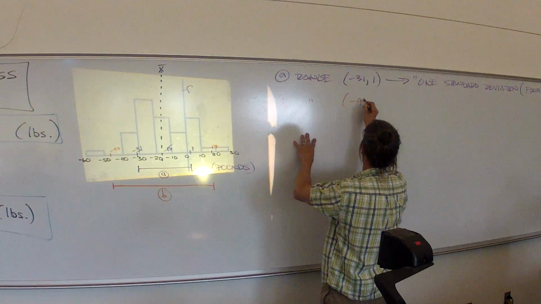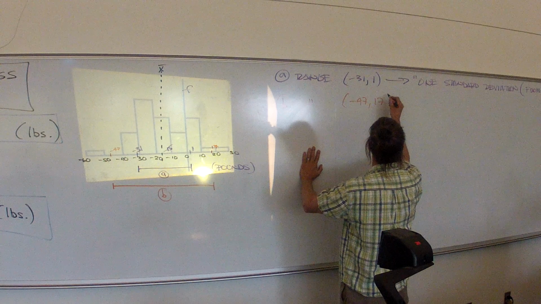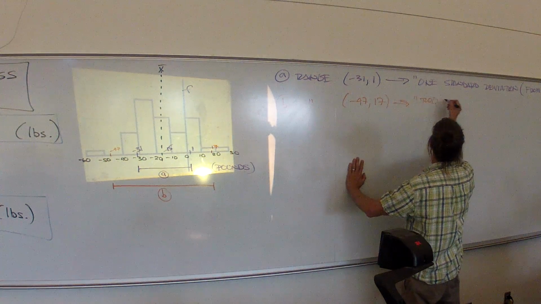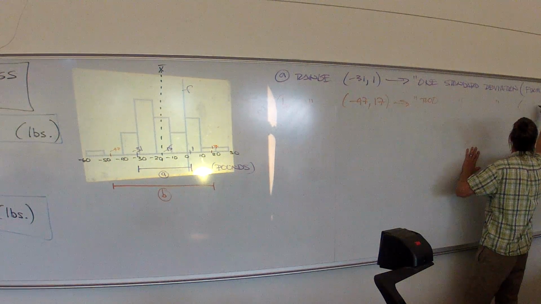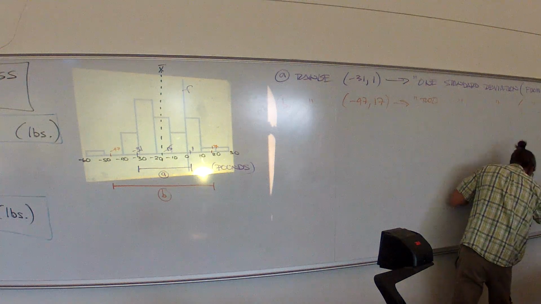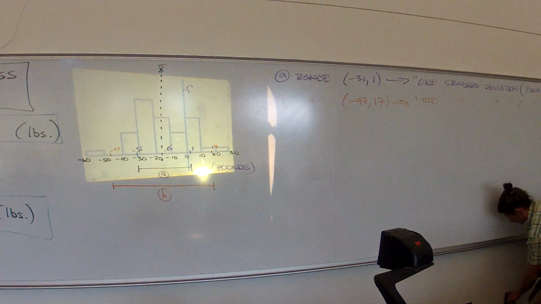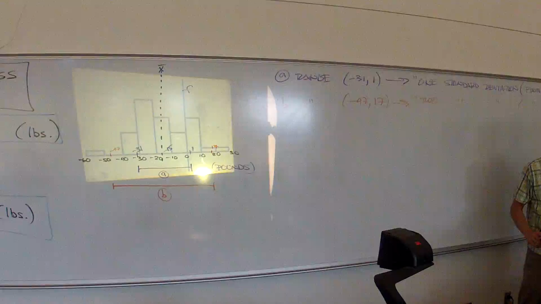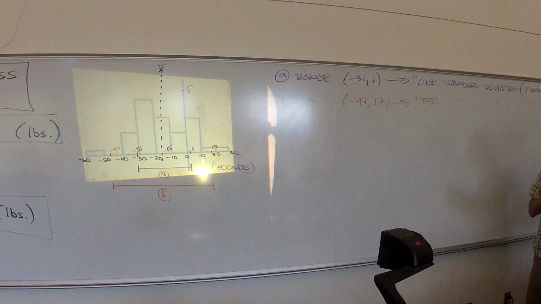So this range of negative 47 to positive 17, that's called 2 standard deviations from the mean. I just unplugged something. Oh, I didn't. I almost did. Raphael brings up a good point. There are some symbols that describe this pretty well and pretty efficiently.